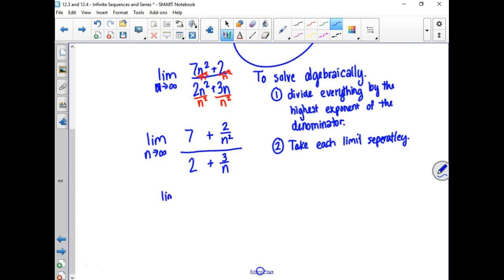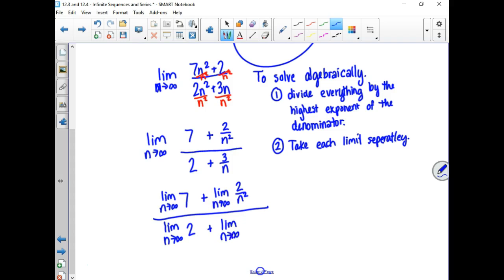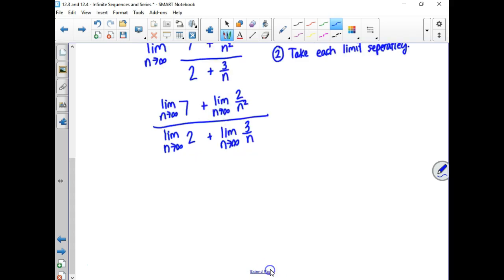That means I'm taking the limit as n approaches infinity of 7 plus the limit as n approaches infinity of 2 over n squared over the limit as n approaches infinity of 2 plus the limit as n approaches infinity of 3 over n. Right? You can do that part in your head. You don't necessarily need to write it, but it might help you see what I'm talking about here. So, what is the limit as n approaches infinity of 7?